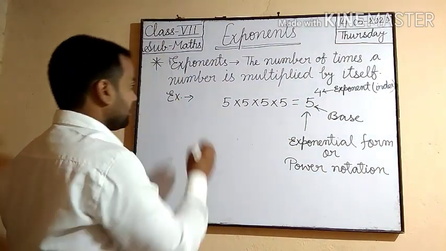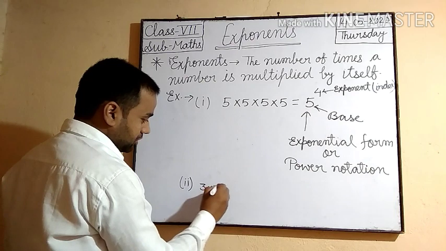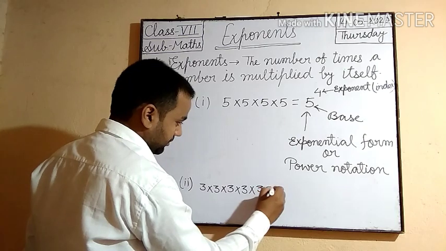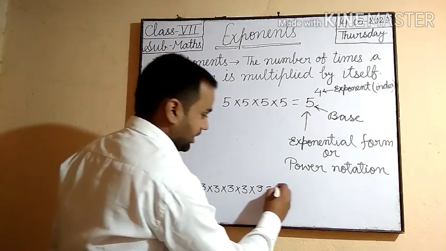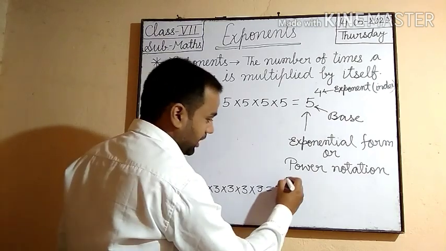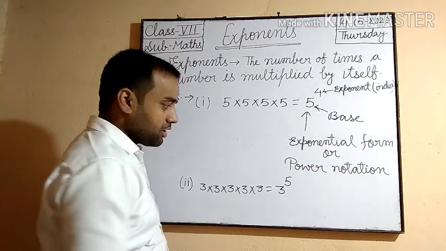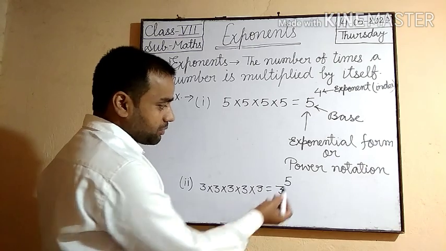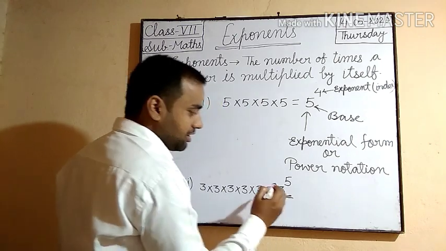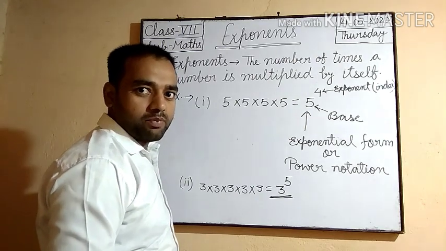No? Again, repeat. Example number 2: 3 into 3 into 3 into 3 into 3. Here the number is 3. How many times repeated? 1, 2, 3, 4, 5. Write here 5. Here base is equal to 3 and exponent is equal to 5. Another name of exponent is index. This complete notation is called exponential form or power notation. Are you getting my points?